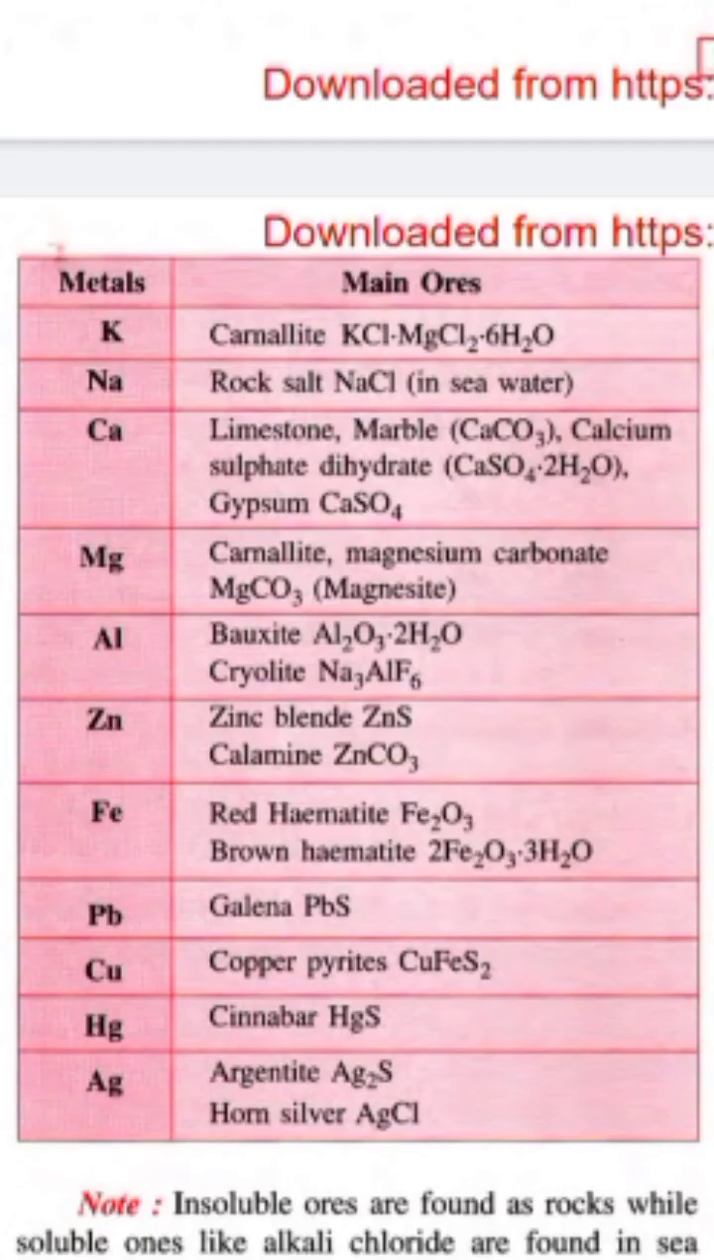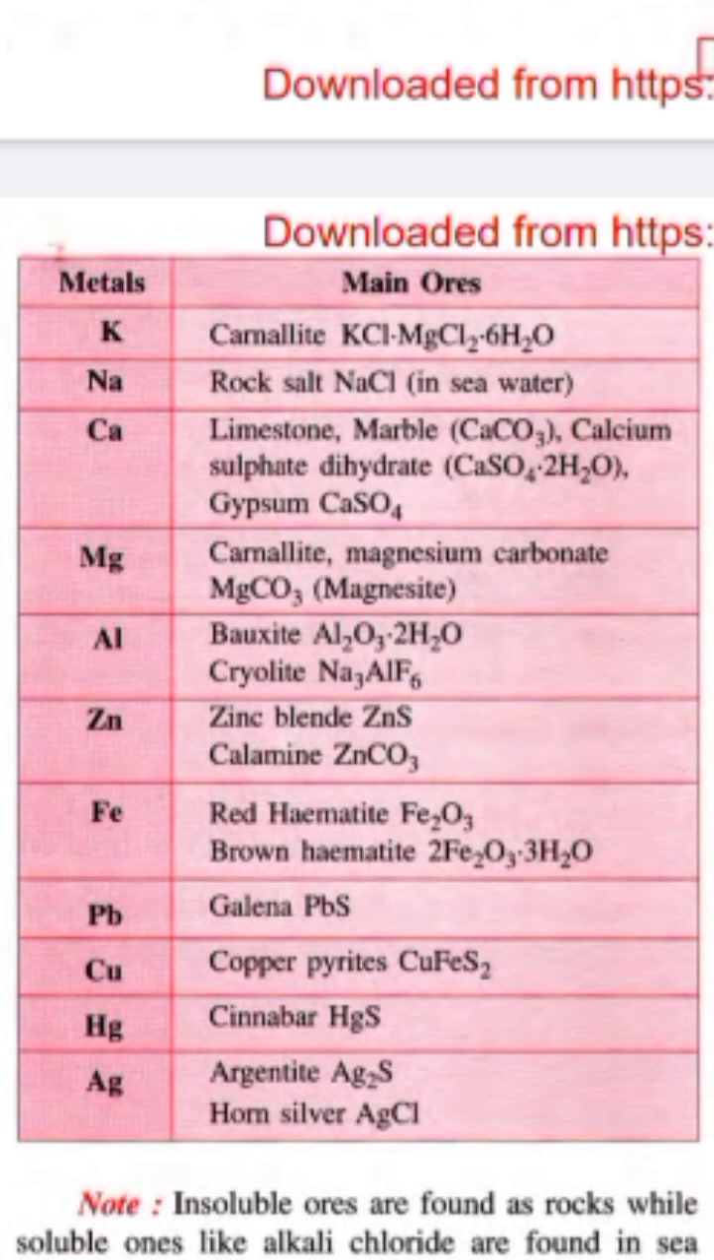The ore of potassium is carnallite. You don't have to remember the formula, just the name. The ore of sodium is rock salt. The ore of calcium is limestone, marble and gypsum. For magnesium, again it is carnallite. As you can see, in carnallite we have magnesium and potassium, both. So for magnesium it is carnallite and magnesium carbonate.